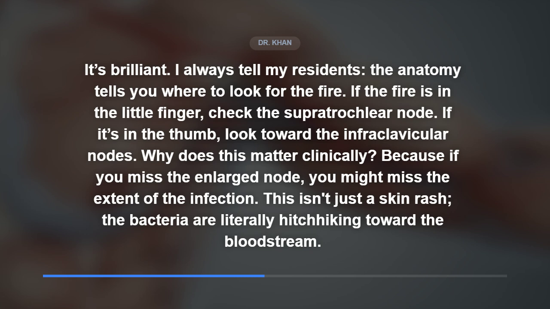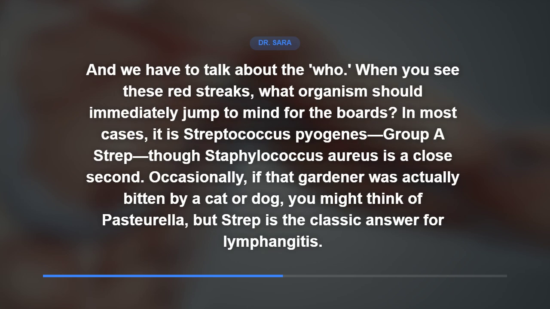It's brilliant. I always tell my residents, the anatomy tells you where to look for the fire. If the fire's in the little finger, check the supratrochlear node. If it's in the thumb, look toward the infraclavicular nodes. Why does this matter clinically? Because if you miss the enlarged node, you might miss the extent of the infection. This isn't just a skin rash. The bacteria are literally hitchhiking toward the bloodstream.